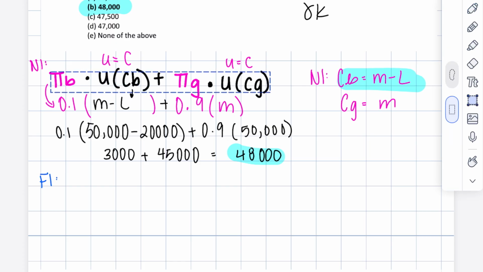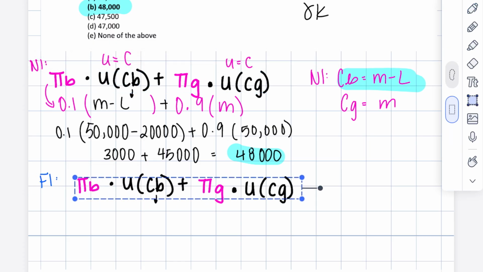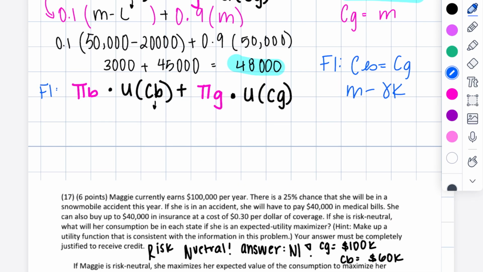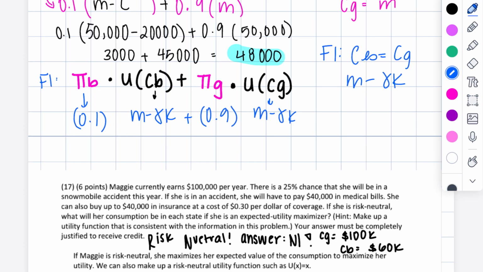Now we're going to compare that to our expected utility under full insurance, which once again is going to be this equation here. However, we know that under full insurance, our consumption in the bad equals our consumption in the good. So our M minus gamma K, right? And so if we were to plug in M minus gamma K for both of these, and we know that our probabilities have to add up to 100%, we see that this is just equal to 100% of M minus gamma K, right?